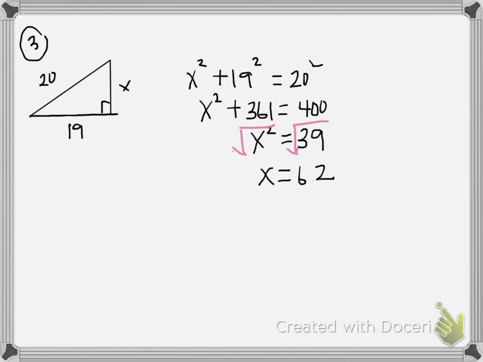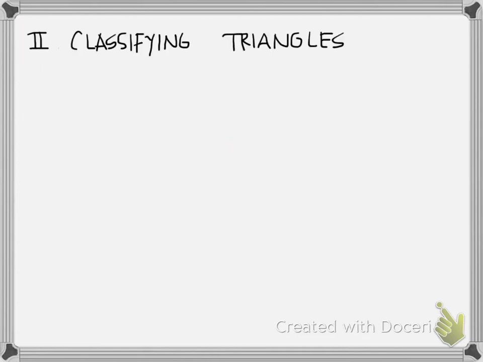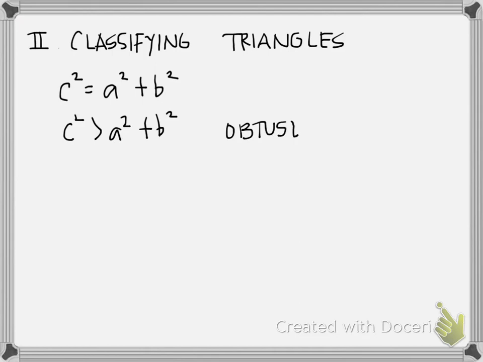Okay, so the other thing that we learned was classifying triangles. So we have a right triangle when c squared is equal to a squared plus b squared. If c squared is greater than a squared plus b squared, then it is obtuse. If c squared is less than a squared plus b squared, then it is acute.